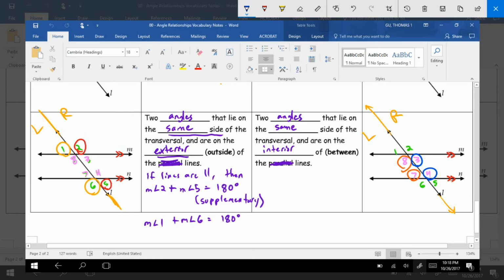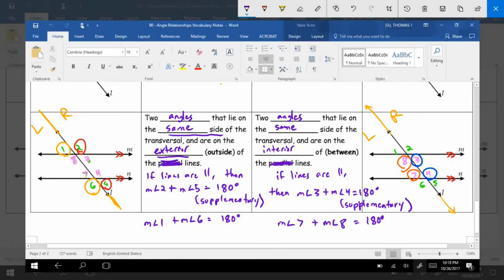So what do you think we're going to say about these angles? If the lines are parallel, then what do you think? The measure of angle 3 plus the measure of angle 4 equals, what do you think is going to be? 180 degrees. They are supplementary. And then what else? The measure of angle 7 plus the measure of angle 8, yes, equals 180 degrees. Unbelievable. And that is it for these definitions.